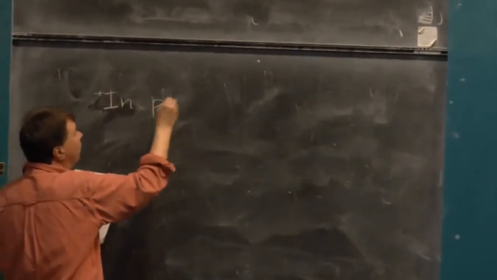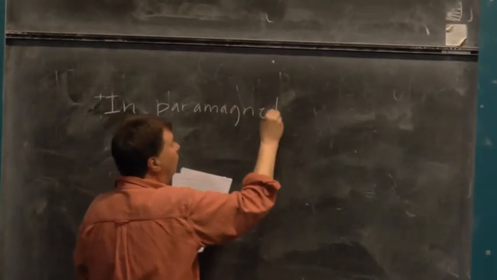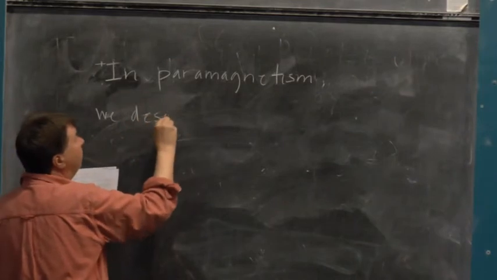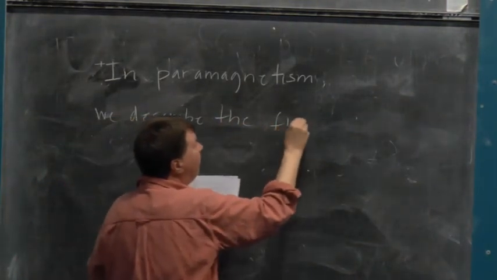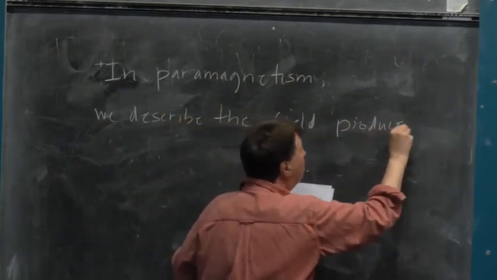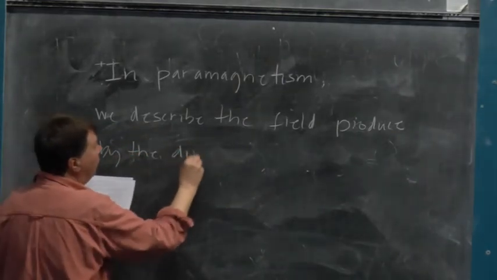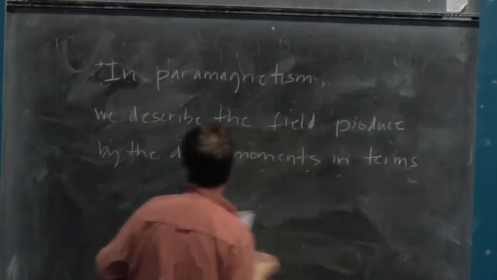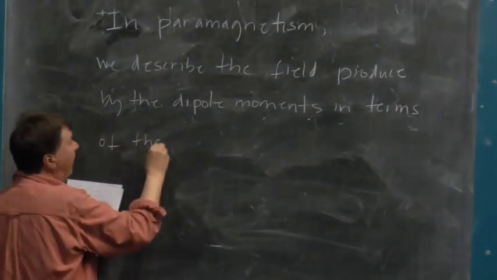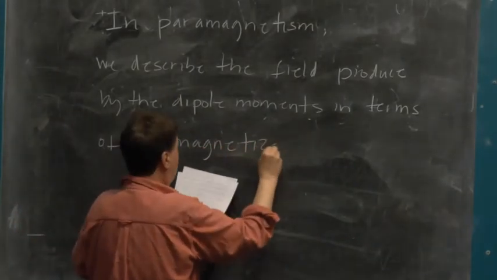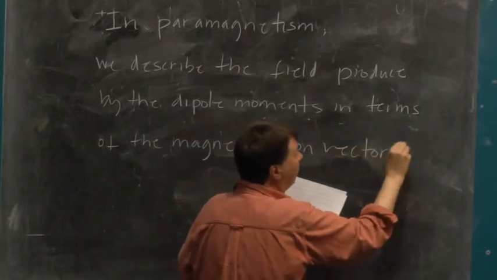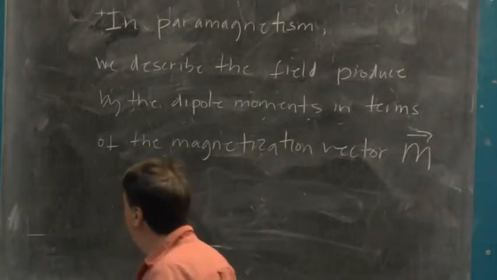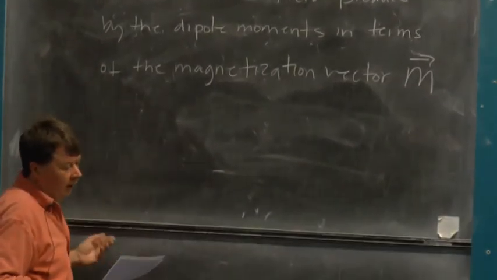In paramagnetism, we describe the field produced by the dipole moments in terms of what's called the magnetization vector M. And this is very similar to the definition of the polarization vector P in dielectric materials.